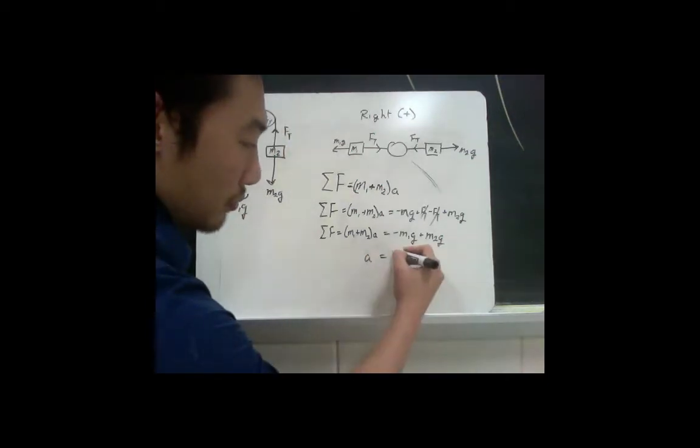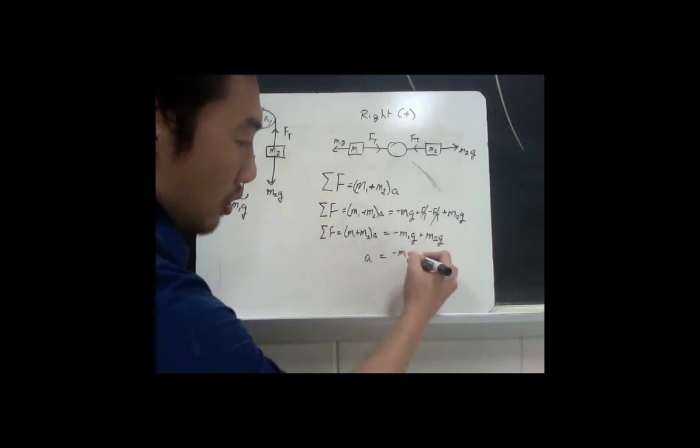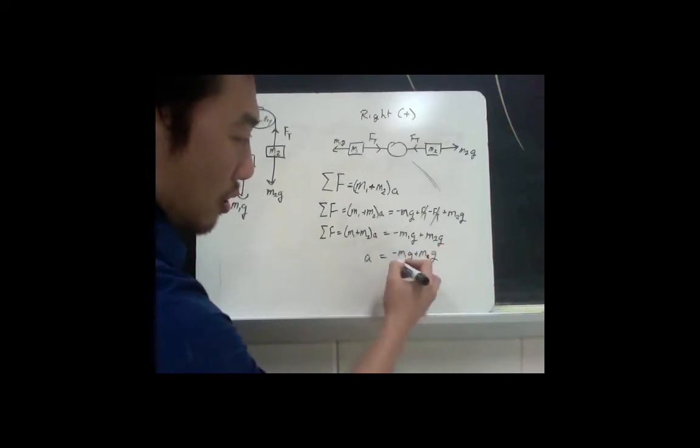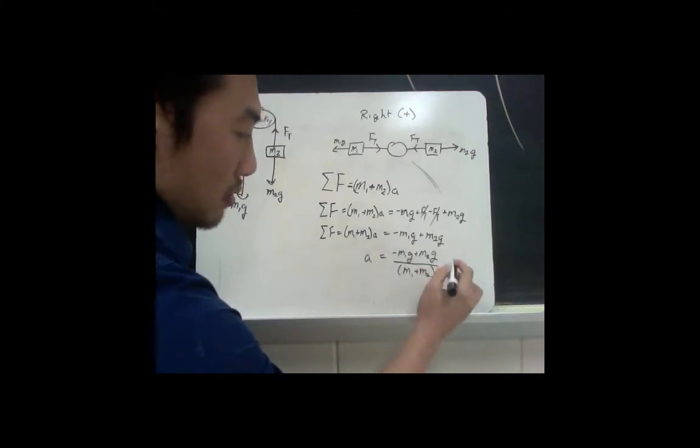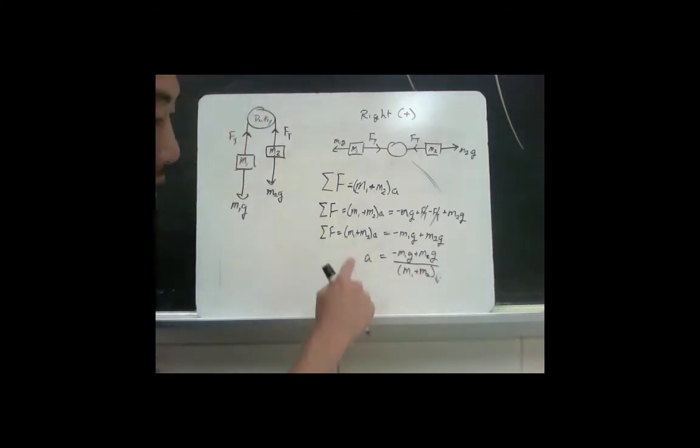Acceleration is equal to negative m1g plus m2g, all divided by m1 plus m2 times m1 times m2. And we got that by dividing both sides by the sum of the masses. Okay. Now, another type of problem that I could ask you is, I want to know what the tension is.